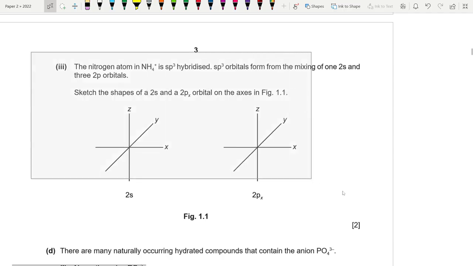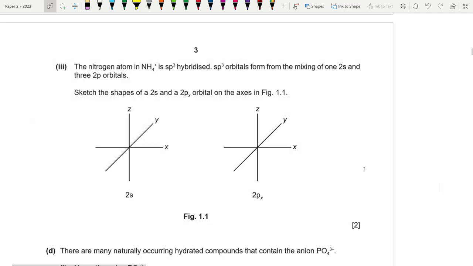Nitrogen atom in NH4+ is sp3 hybridized. sp3 orbitals are formed from the mixing of one 2s and three 2p orbitals. Sketch the shapes of the 2s and 2px orbitals. So guys, you know that s orbitals are spherical in shape, so you just need to draw a sphere on this side. This is the 2s orbital, and the 2px orbital is a dumbbell shaped orbital that actually passes through the x-axis itself. It acts like a skewer.